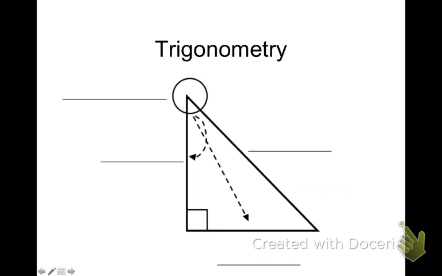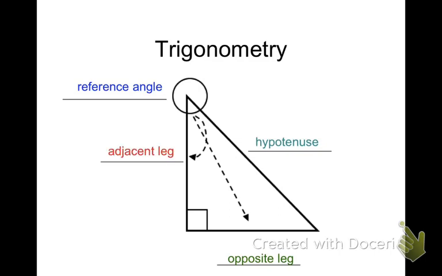If I change my reference angle to up top, does my hypotenuse change? No, my hypotenuse still is opposite the right angle. Now where did the opposite leg go? It went down on the bottom. So our opposite leg now is on the bottom, which makes my other leg the adjacent leg. So you need to be able to recognize where your hypotenuse is, where your opposite leg is, and where your adjacent leg is. Okay? And so then these were our ratios.